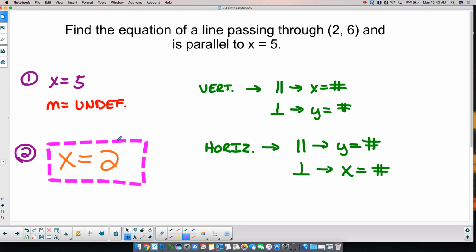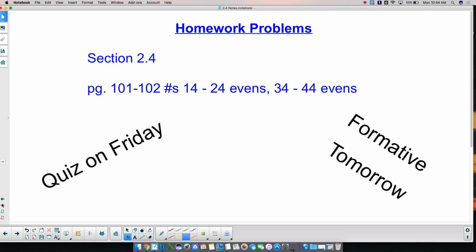There will be some vertical and horizontal lines on your homework this evening. Speaking of which, there it is. This homework will be due next week, Monday. I remind you again that you will have a quiz this week, Friday, in class, and that tomorrow there will be a formative assessment in the MRC.